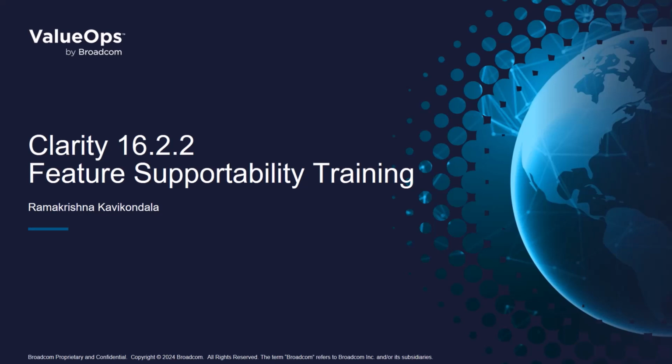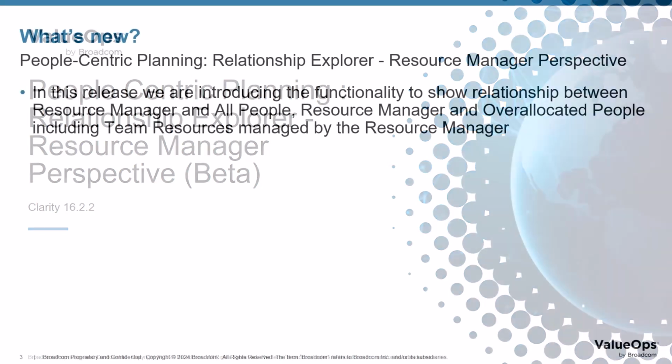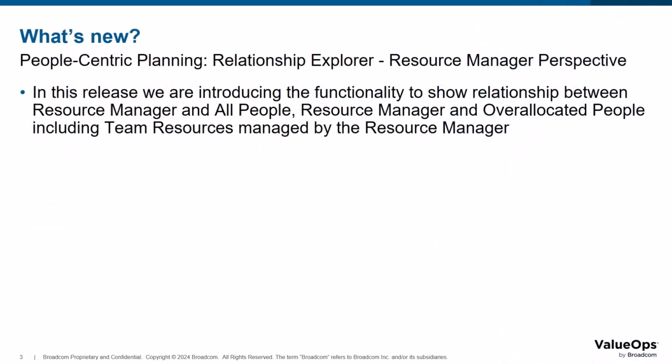I am Ramakrishna. As part of this section, we will be talking about Relationship Explorer with respect to Resource Manager perspective for all people functionality. This is a new functionality introduced in Clarity 16.2.2 release. As part of 16.2.2 release, we are introducing the functionality to show relationship between resource manager and all people and resource manager and over allocated people, including team resources managed by the resource manager.